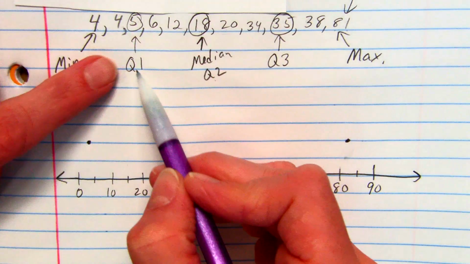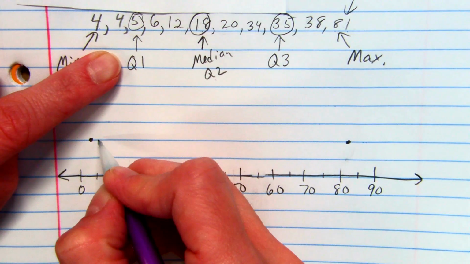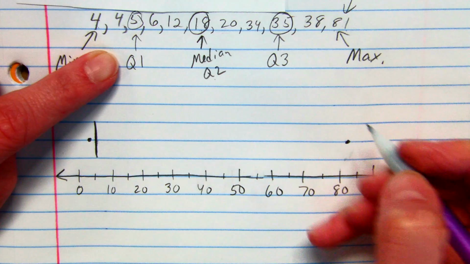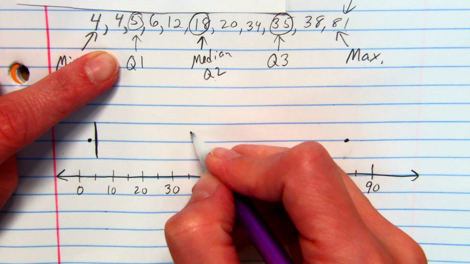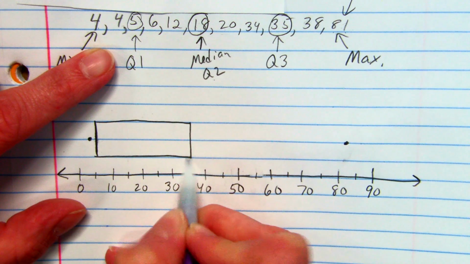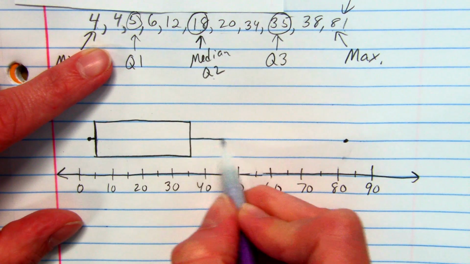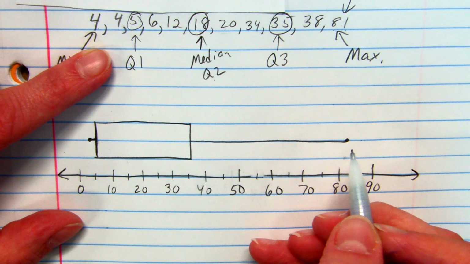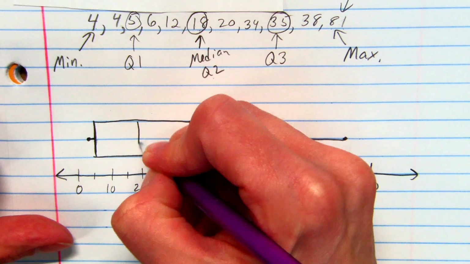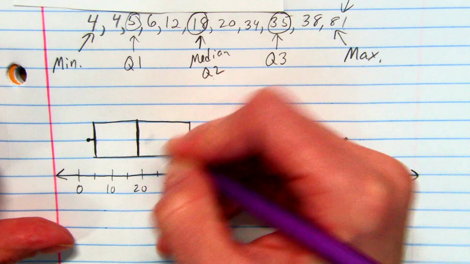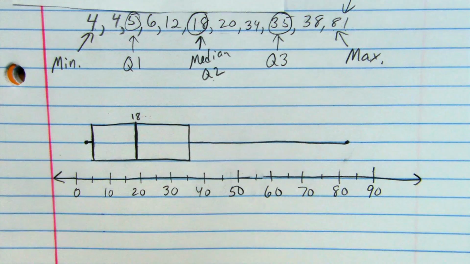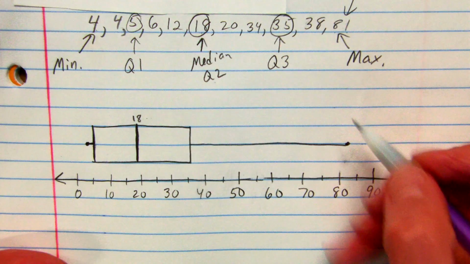And then the box goes from Q1 to Q3. So from 5 to 35 is my box. And then you'll just have a little whisker on this side and a big whisker on this side. And the median you mark in the middle, which is 18, which would be a little bit less than 20. Sometimes they'll put a little 18 right there so you know what that number is. The others are easier to find. They might put like an 81 there.